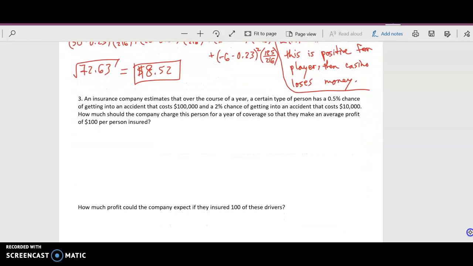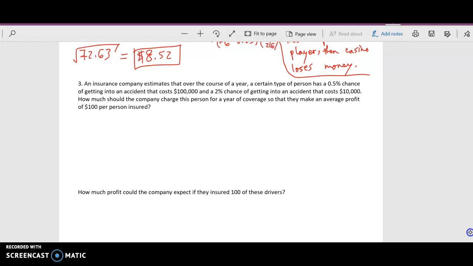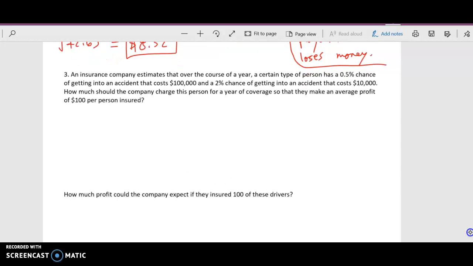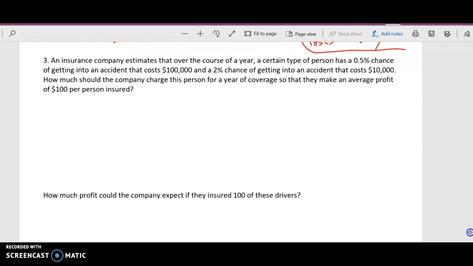Okay. An insurance company estimates that over the course of a year, a certain type of person has a 0.5% chance of getting into an accident that costs $100,000 and a 2% chance of getting into an accident that costs $10,000. How much should the company charge this person for a year of coverage so that they make an average profit of $100 per person insured?